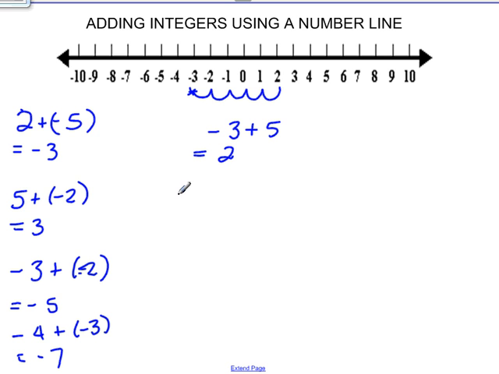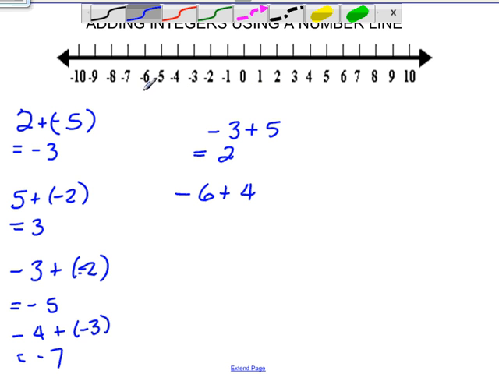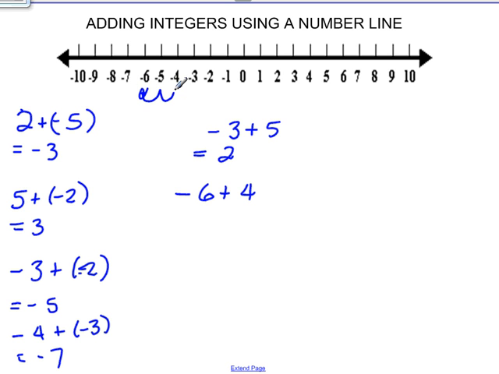Let's do another one. -6 plus 4. So I'll erase that, and we'll start the next one. So -6, so here's where I start, plus 4: 1, 2, 3, 4. I'm going to end up at -2.